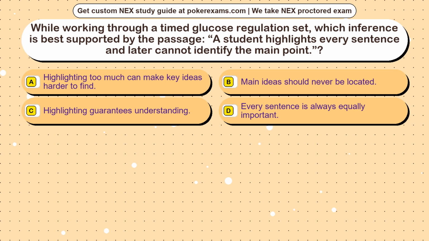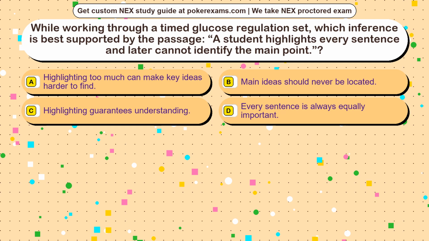Question 8. While working through a timed glucose regulation set, which inference is best supported by the passage? A student highlights every sentence and later cannot identify the main point. Option A. Highlighting too much can make key ideas harder to find. Option B. Main ideas should never be located. Option C. Highlighting guarantees understanding. Option D. Every sentence is always equally important.